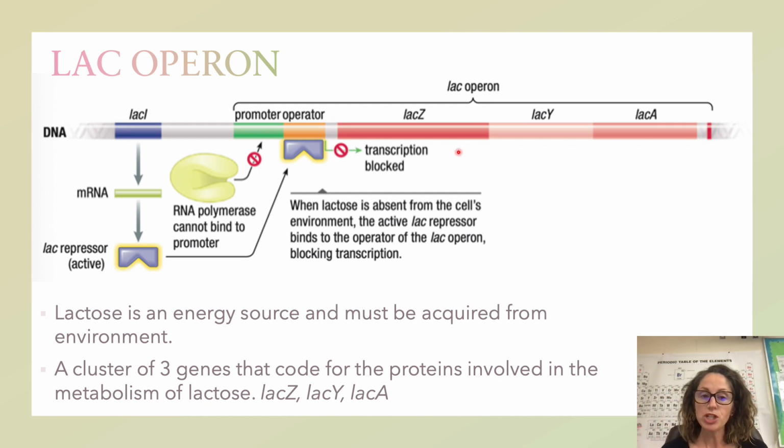So we have three genes. So we have LacZ, LacY, and LacA. So these three genes would be transcribed to produce three different proteins, all involved in the metabolism of lactose. So this protein would do one job, this protein would do another job, and this protein would do another job, all to turn lactose into something usable for the cell.